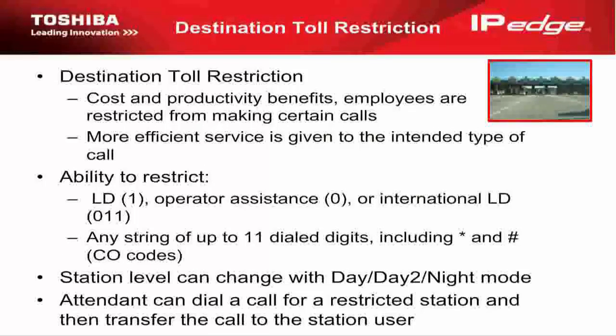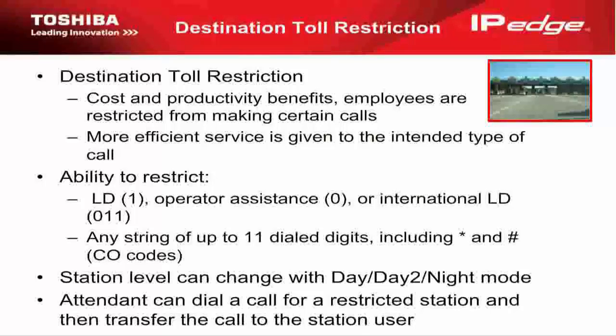Destination toll restriction provides potential cost and productivity benefits because employees who do not need to make outgoing calls as part of their job are restricted. In addition, if it is an employee's job to answer incoming calls, this feature ensures that the employees do not tie up those lines with outgoing calls, so more efficient service can then be given to the incoming callers.